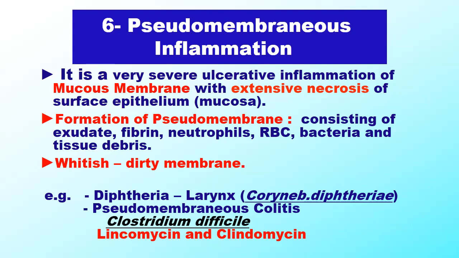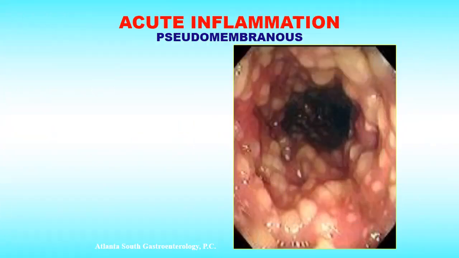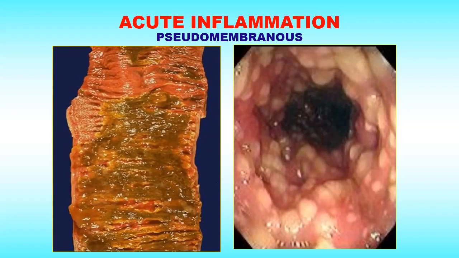So, the patient presents with fever, abdominal pain, and watery diarrhea. This is the gross or macroscopic feature of pseudomembranous inflammation of the larynx, with the formation of whitish, dirty pseudomembrane covering the surface epithelium or the mucosa of the larynx, as in case of diphtheria. And this is the gross or macroscopic feature of pseudomembranous colitis, with the formation of pseudomembrane covering the mucosa of the colon.